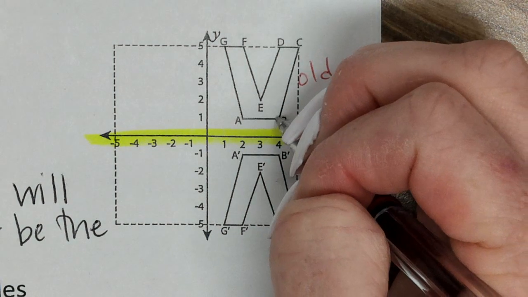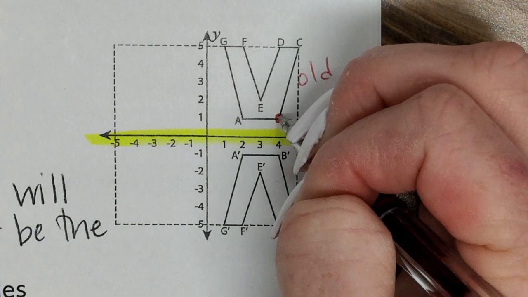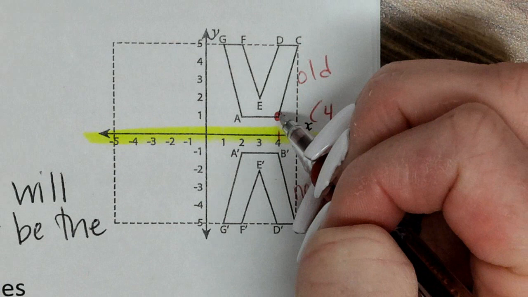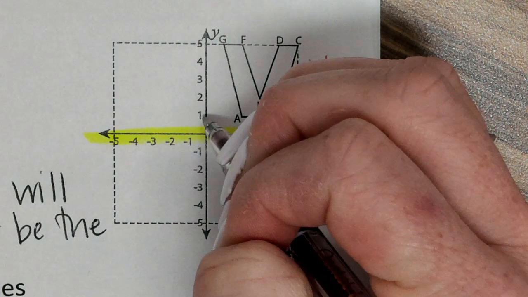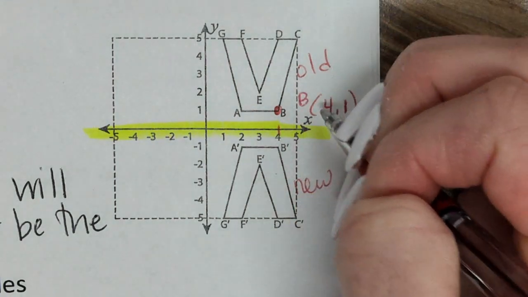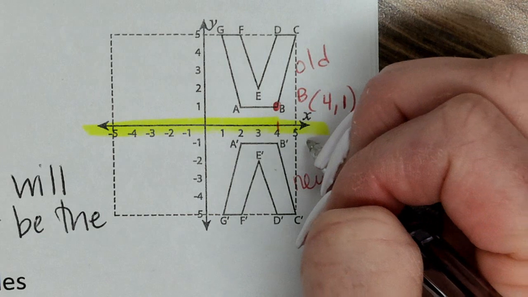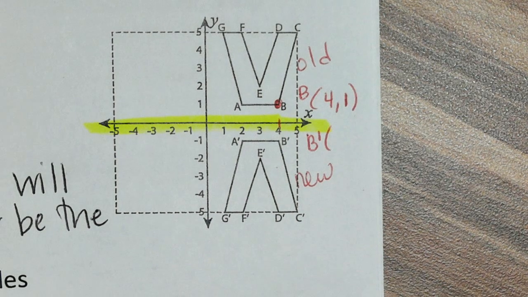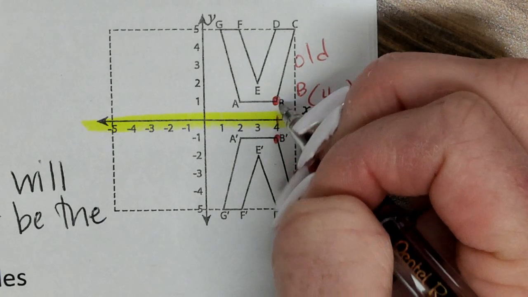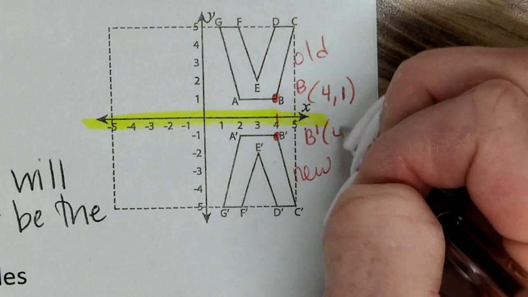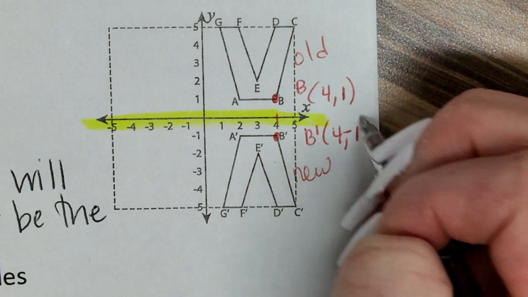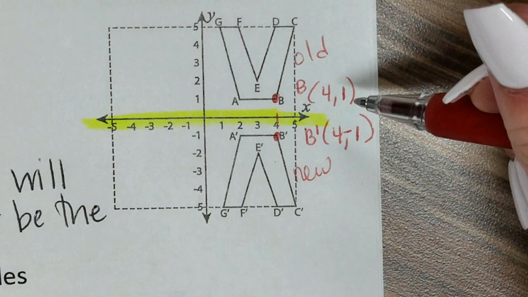I want you to look at point B. Point B is at coordinate 4. Does everybody agree the x is at 4? What is the y at? 1. That's point B. Now let's look at the new point B and see what happened to that coordinate. So everybody find the new point B. Is it still at 4 on the x-axis? Yeah. But where is it at on the y-axis? -1. Do these coordinates kind of look similar?